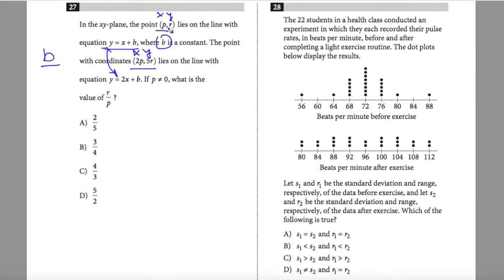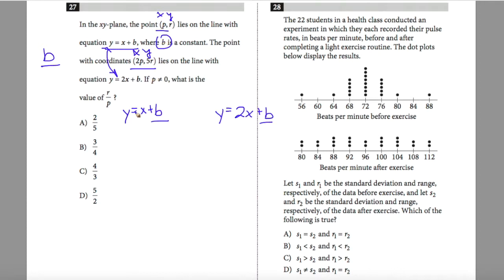Well, I have two equations. I can substitute in both of these equations. So let's say here I have y equals x plus b, and on this side I'm going to have y equals 2x plus b, and both of the b's are the same. So I can plug in these values to get new equations, and then rework those equations to solve for b each and set them equal to each other.